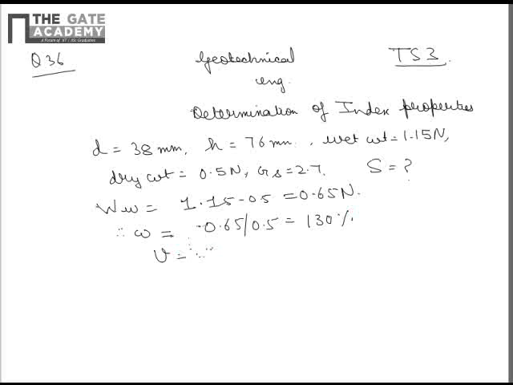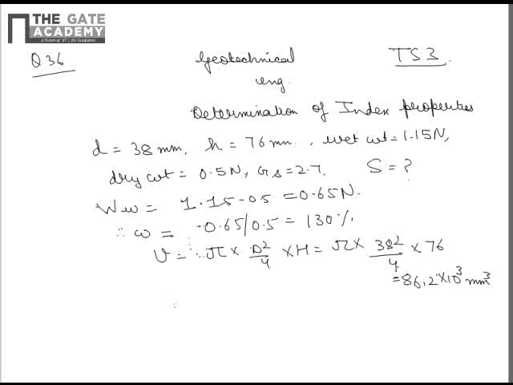Volume of sample is pi into d square by 4 multiplied by h. So after substitution we have pi, d is given as 38 square divided by 4 into height equal to 76, which comes out as 86.2 into 10 to the power 3 mm cube.